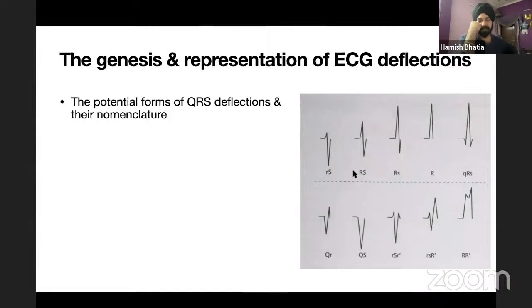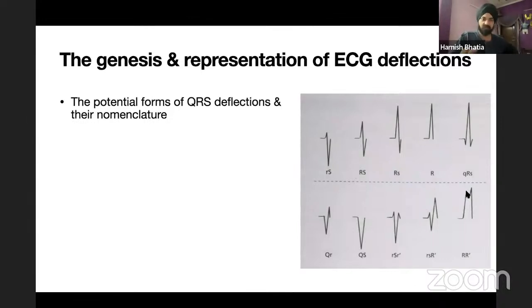Small R, capital S in V1. Correct. Manohar Reddy, you're right. V1, small r and long s, correct. Ariba Khan, you're also right. Okay, and V6? V6. Capital R and small s in V6, correct. Again, Manohar Reddy, you're right.